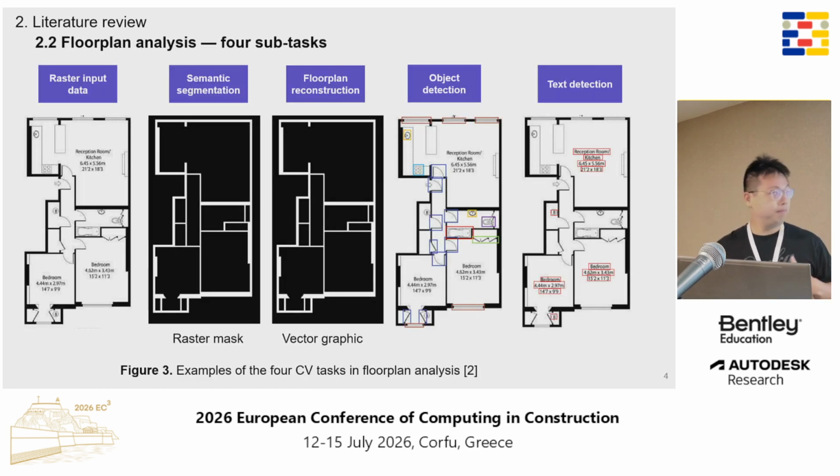This is also called floor plan analysis, and it is usually divided into four computer vision tasks: semantic segmentation, floor plan reconstruction, object detection, and text detection. Each of them has been studied extensively in the computer vision community, and the individual performance is impressive.